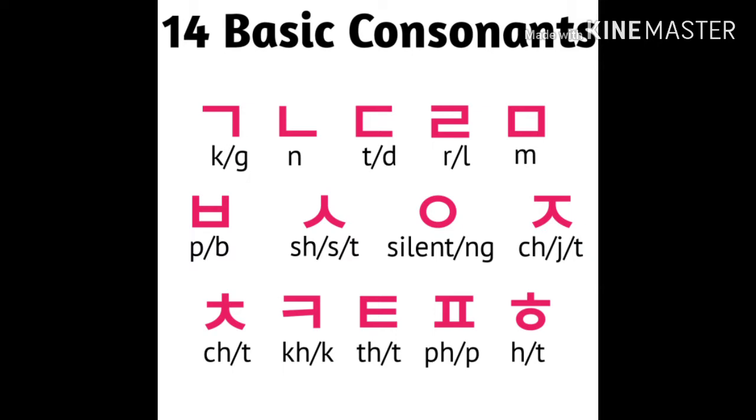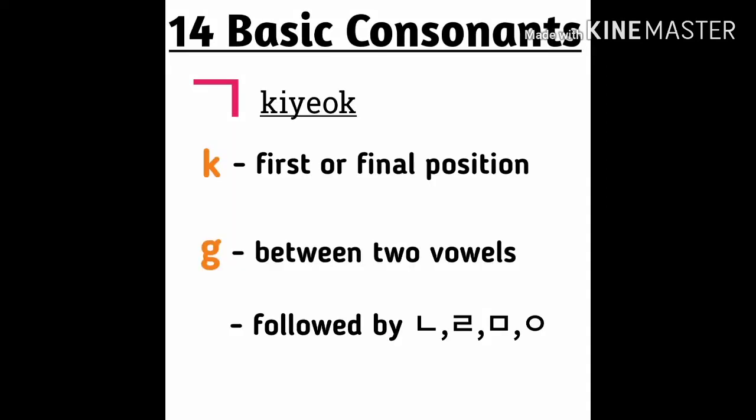We previously tackled the primary vowels and secondary vowels. And for today, we will discuss 14 basic consonants. In basic consonants, we have different rules because this consonant changes in pronunciation depending on their position. Let's begin our first consonant, which is the consonant kyok.